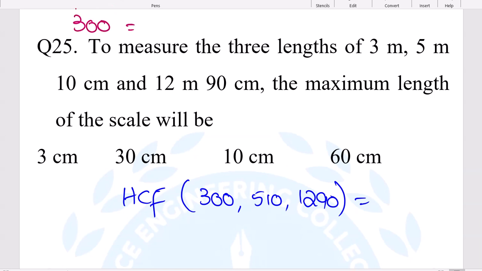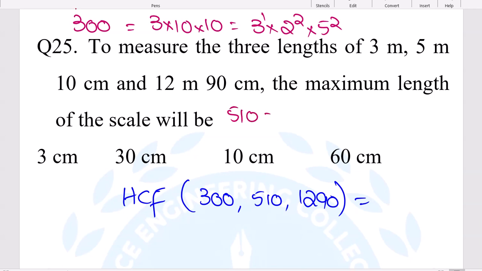300 is not a prime number. I'm writing this as 3 into 10 into 10. 10 is not a prime number, 2 into 5. Again 2 into 5 means 2 square, 5 square. All these are prime number powers only, right? Then 510, 51 into 10. 51 is not a prime number, 3 into 17. 3 is a prime number, 17 is a prime number, 10 is 2 into 5, complete.